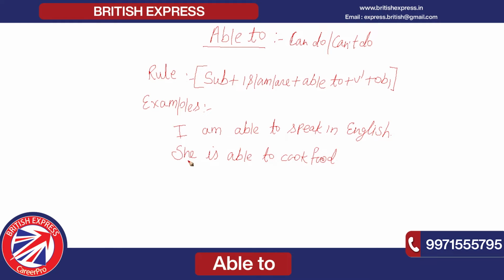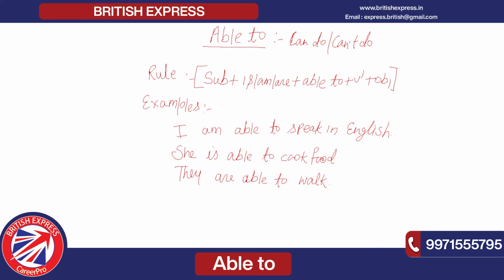If I talk about plural, then I use "they are able to walk". Yes, they are able to walk. It means they can walk. Maybe they had an accident and now, after the operation, they can walk properly. It means they are able to walk here.